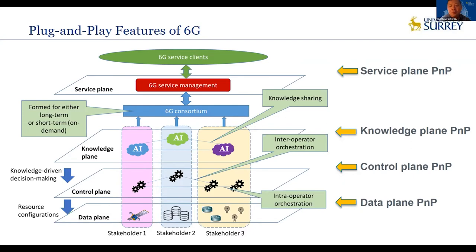And then down to the control plane, this is all about the decision-making process. Okay, so certainly they will be driven by the knowledge from the knowledge plane. And then we look at distributed control or controllability across different stakeholders. And then last but not least, I think time is up. Basically, we look at data plane integration.